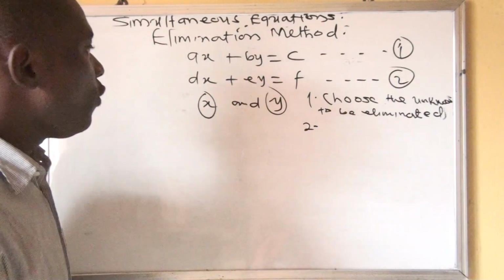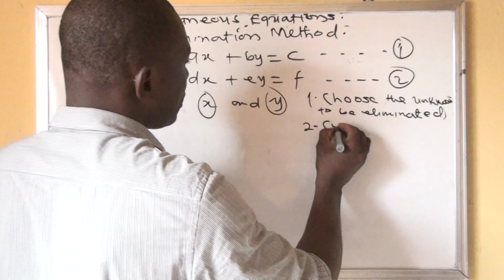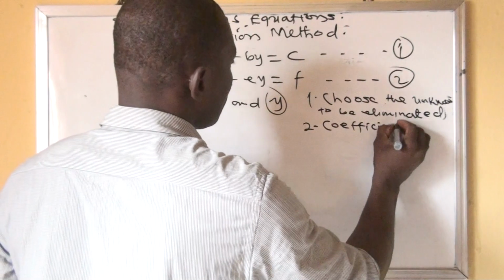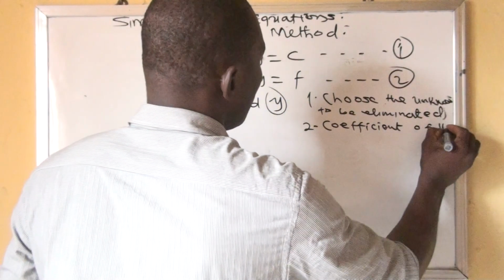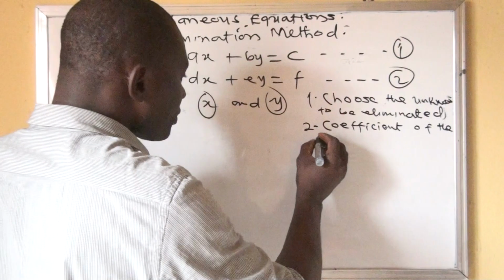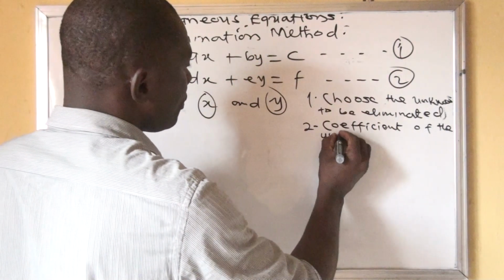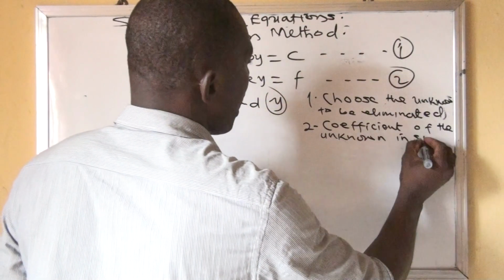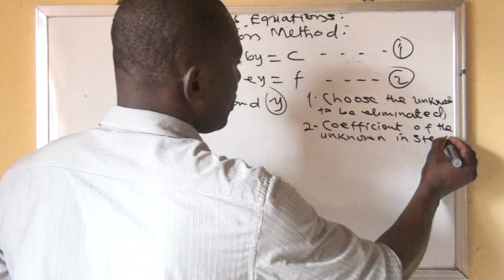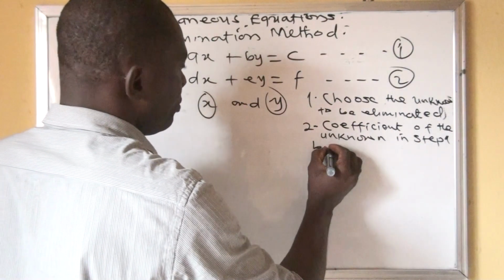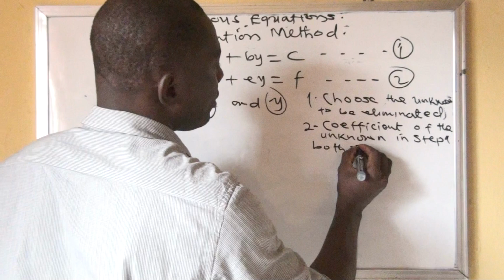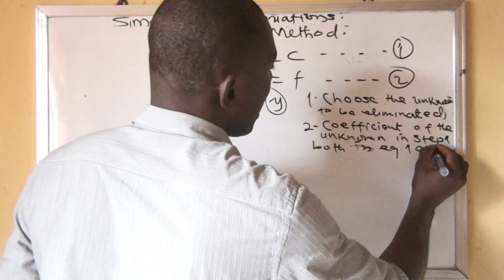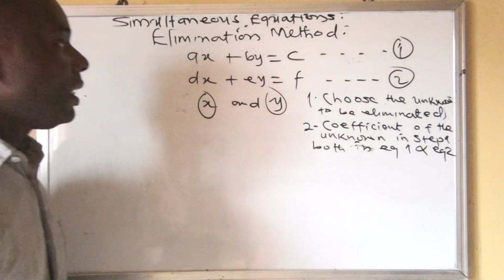The next step is to look for the coefficient of the unknown chosen in step one, both in equation one and equation two.